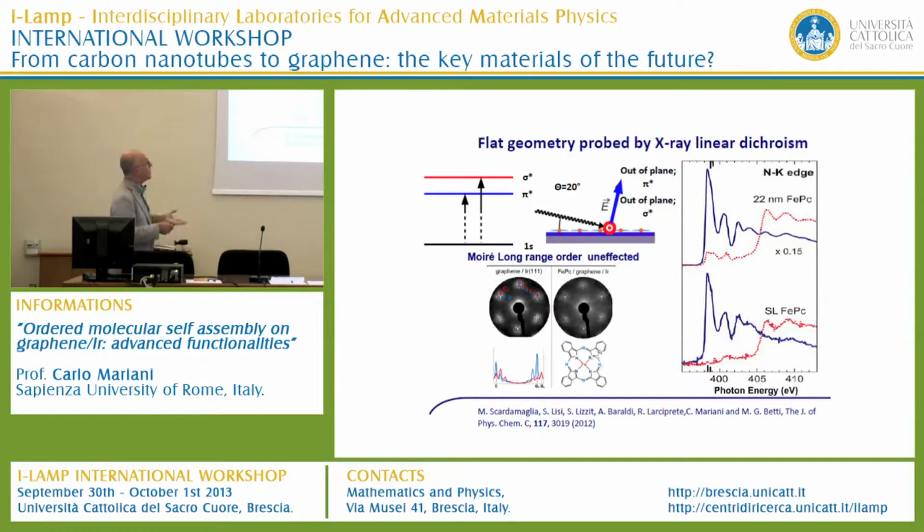When you build up a thin film, these are 20 nanometers of phthalocyanine, they still maintain their flat orientation. So you have a way to stack molecules onto molecules in a layer-by-layer fashion.